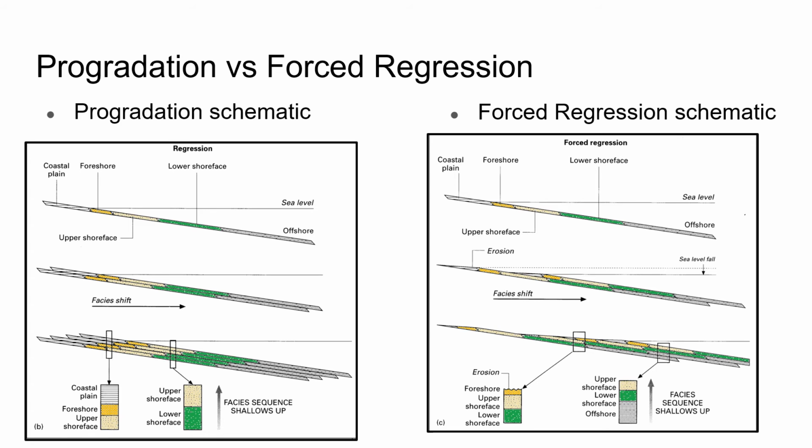Okay, so on the left you have your progradational schematic of a prograding regression, and on the right you have a schematic of a forced regression. So we're looking from the top of these to the bottom. Okay, so during time 1, you'll notice with our forced regression and our progradation, we have coastal plain, then we have our foreshore, upper shoreface, lower shoreface, and then our deep water offshore deposits.